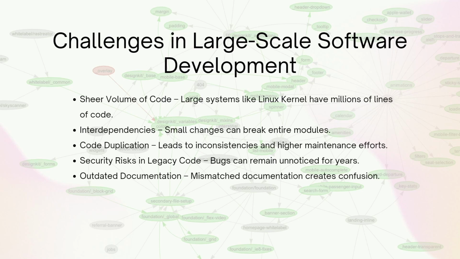There are interdependencies between the components. A small change in one file can trigger failure across multiple modules, making it difficult to predict unintended consequences. Then there are code duplication and maintenance issues. Developers often reuse or modify existing code rather than writing from scratch, leading to redundant or inconsistent implementations across the systems. There are security vulnerabilities hidden in legacy code. Bugs and security flaws can go unnoticed for years, sometimes resulting in catastrophic failures, as seen in major cybersecurity incidents. There could also be outdated or incomplete documentation. In many cases, documentation does not accurately reflect code updates, making manual analysis even harder.